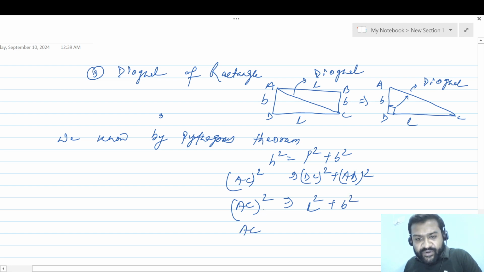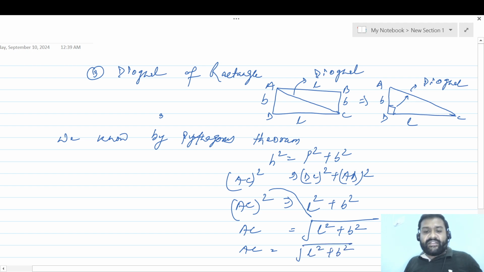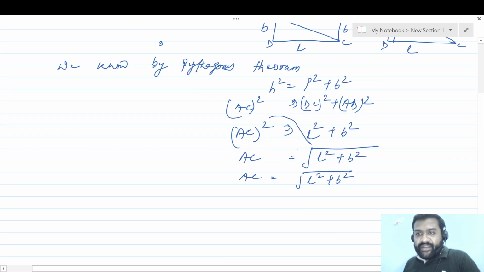So AC will be what? Just this square will move to this side to become a square root. Okay, this will become a square root. So this will be square root of L square plus B square. Okay, so now what we have got: AC is equal to the square root of L square plus B square. So what is AC now? AC is what we have written over here in this figure. AC is our diagonal. So the diagonal becomes the square root of L square plus B square.